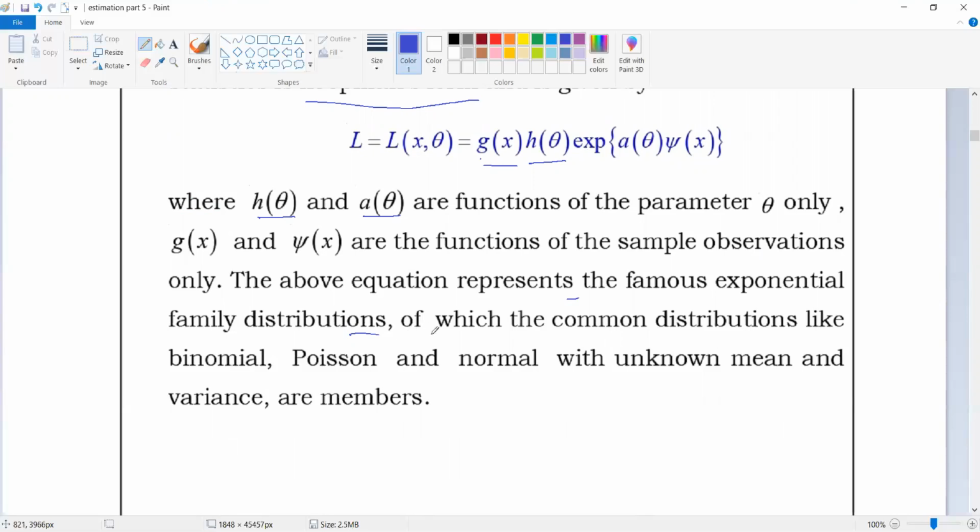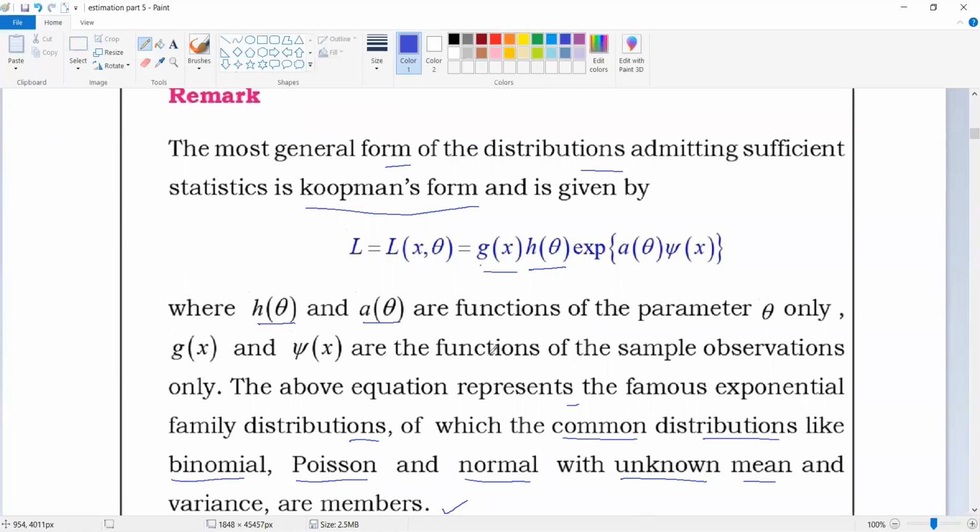Common distributions like the binomial, Poisson, and normal, with unknown mean and variance, are members of the exponential family of distributions. So the above equation represents the famous family of exponential distributions. Sometimes we have to use Koopman's form to identify the sufficient estimators.